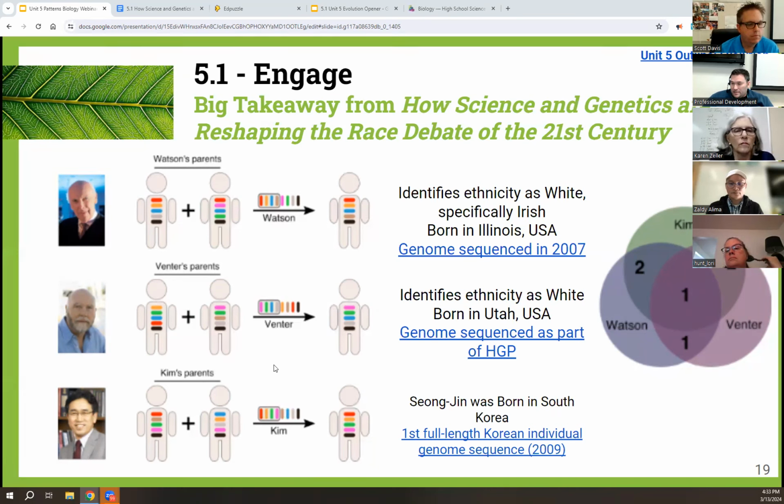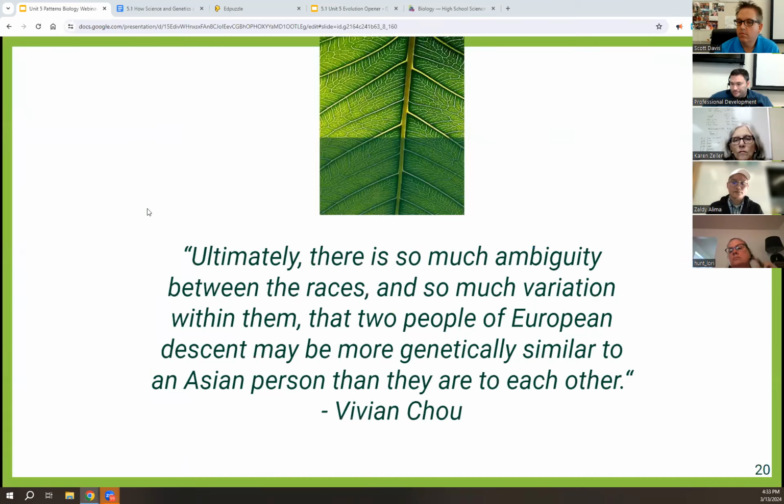And then down here, we have Kim, who's the only one that is born outside of the country. And so if you look at the little Venn diagram over here, you can see that between Kim and Watson, there are two genes in common. Between Venter and Kim, there are two genes in common. Between Watson and Venter, there is one. And so it leads to a discussion on why is that? Do we really know that much about how they all link together?